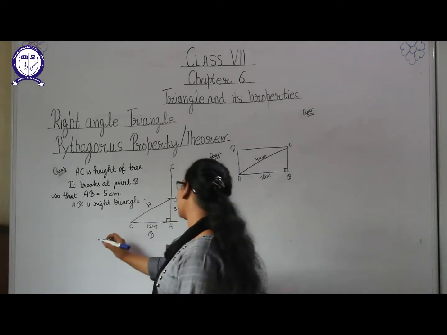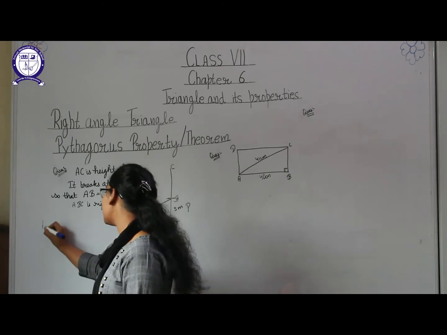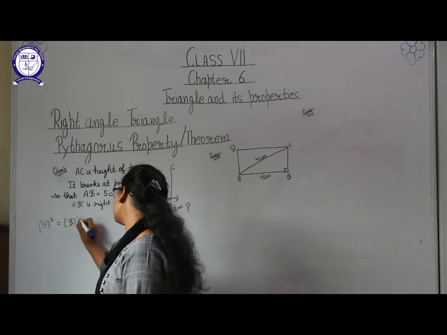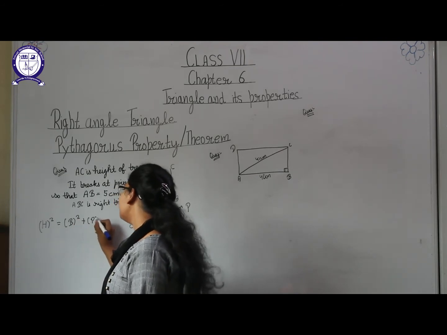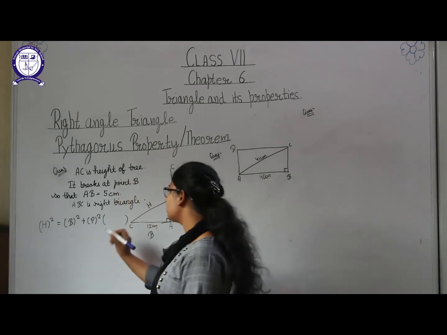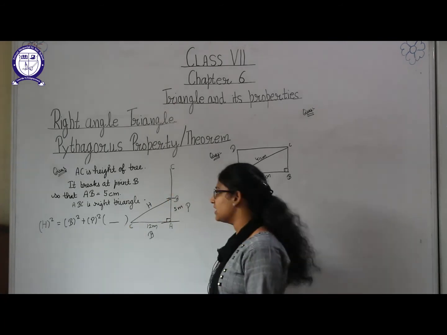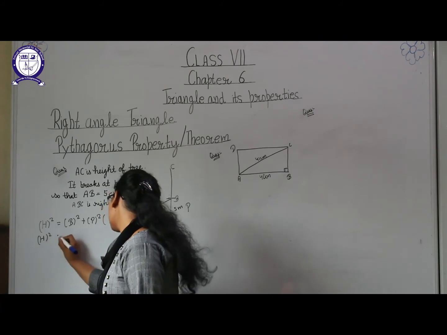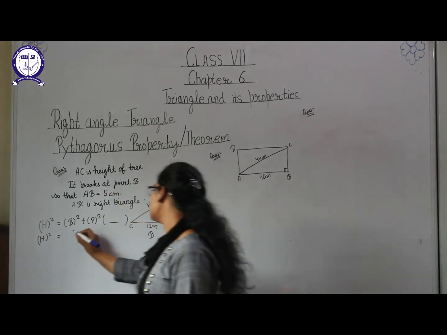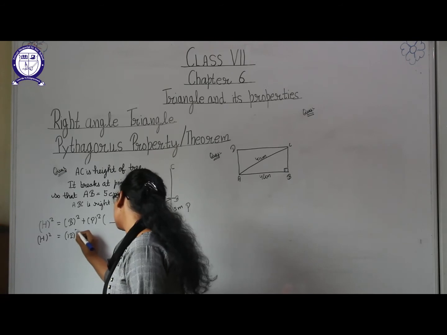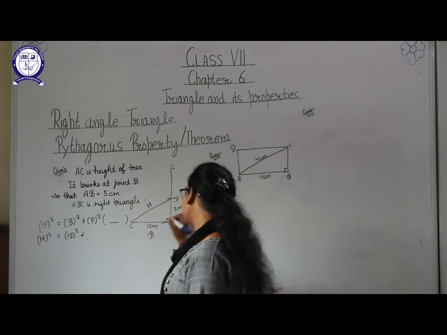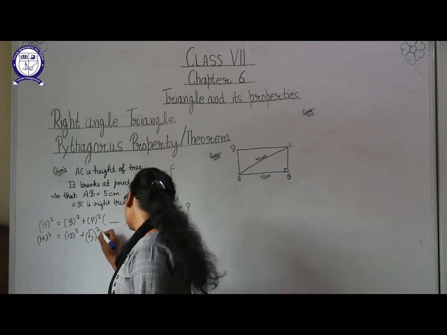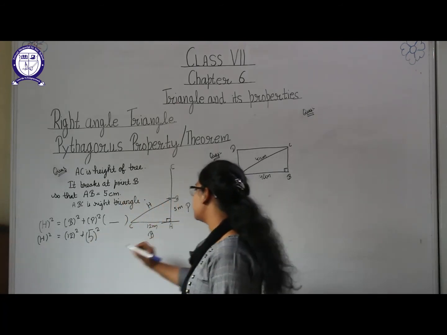So we will apply Pythagoras theorem. You have to write that hypotenuse square is equals to base square plus perpendicular square. By which theorem? By Pythagoras theorem. You have to write the reason here. Now we will find out hypotenuse square. Here base is 12 meter, so we will write 12 square, and perpendicular is 5 meter, so we will write 5 square. It is 12 meter and it is 5 meter.